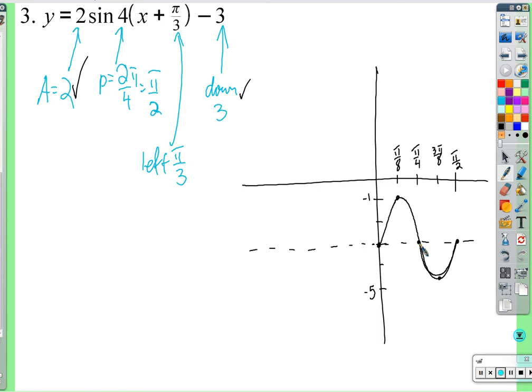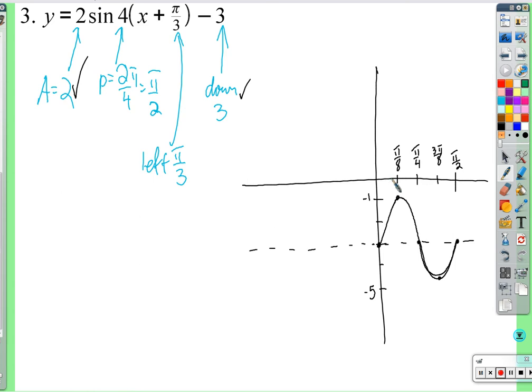Left pi over 3. So all these points at 0, pi over 8, pi over 4, 3 pi over 8, and pi over 2 move to the left pi over 3. Where does that put them? Probably gonna have to do some subtraction here, do some actual math. Okay. So we'll start with 0, that's the easiest one. 0 minus pi over 3 is negative pi over 3. So we'll graph this new one. So we gotta figure out where that is.